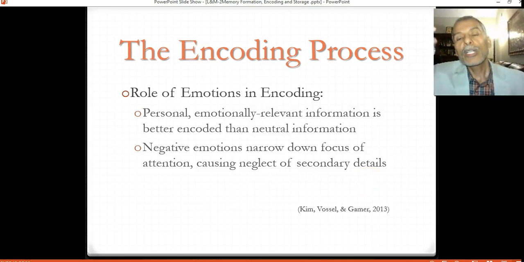So when the information has a personal touch to it, when the information is emotionally relevant to the individual, that is going to increase the motivation. And that is going to make the information encoded on a deeper level. And it will make the information, for example, have a higher level of importance.